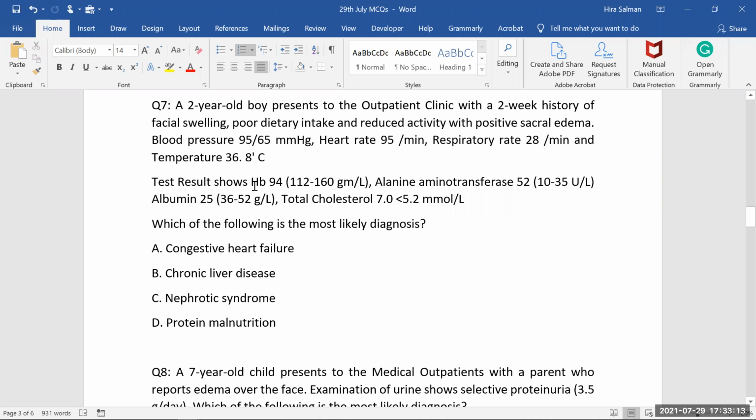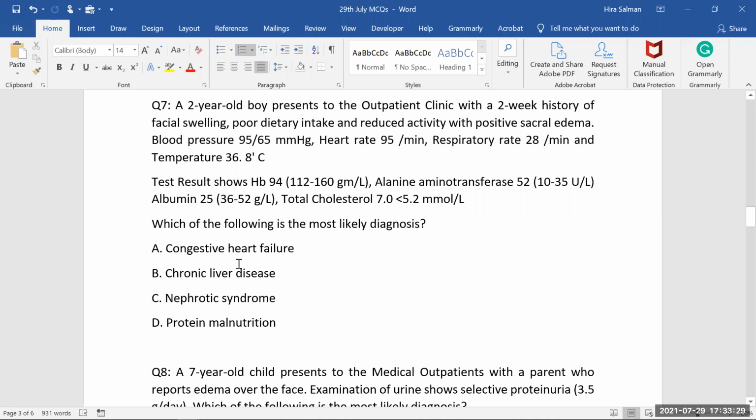Here you can see the low hemoglobin count, and there is a 2-week history of facial swelling, not only on the upper part, periorbital, but on the dependent areas as well. It means that whole body involvement is there. So what do you think? Which of the following is the most likely diagnosis?